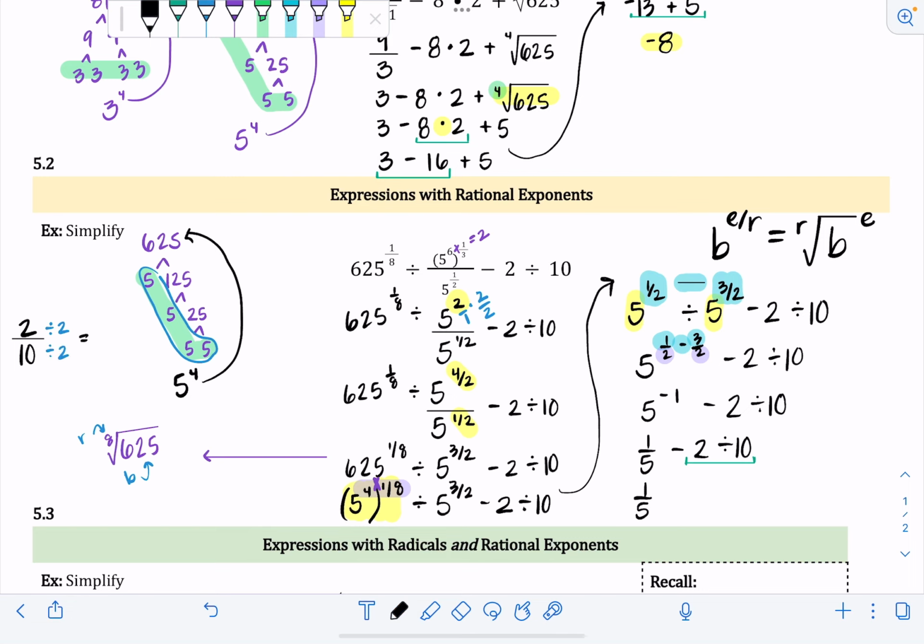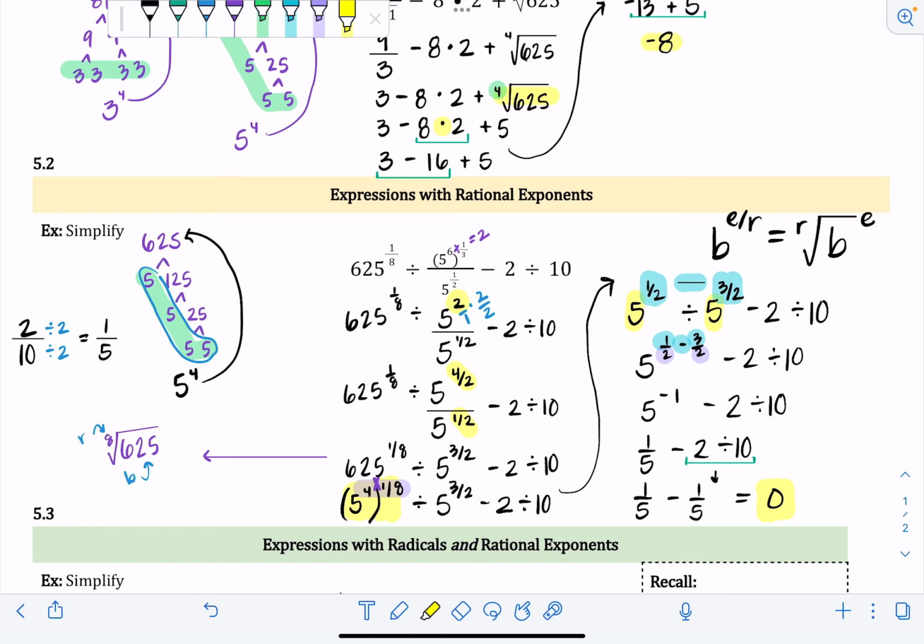And then when I do that, 2 divided by 2 is 1, and 10 divided by 2 is 5. So it's 1/5. So this whole thing turns into a -1/5. And then I have 1/5 minus 1/5, which is 0. So after all that work, it's just 0.